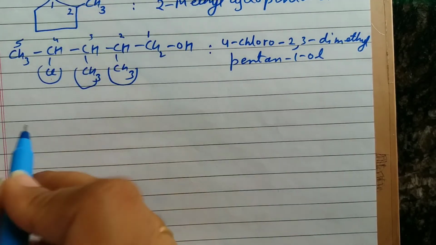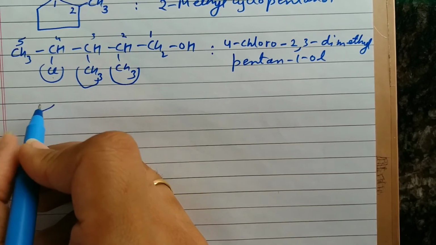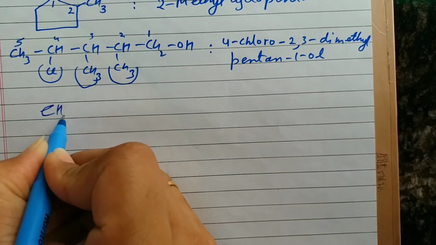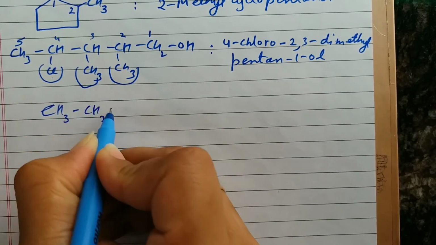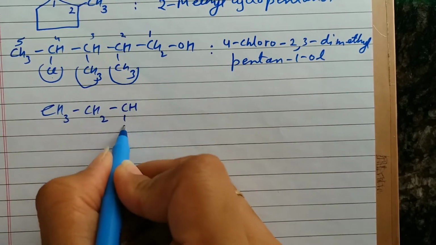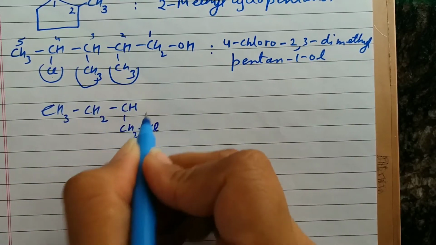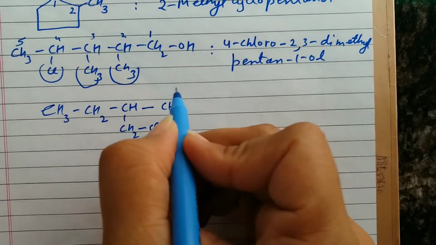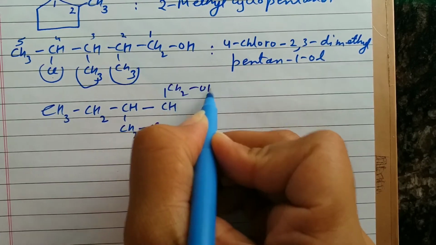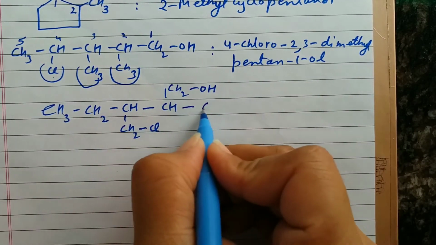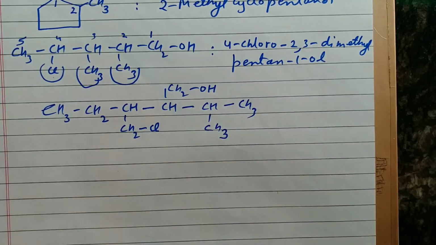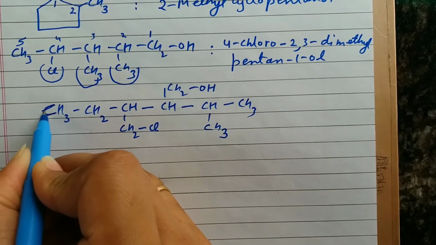Let's take one more example, which is CH3, CH2, CH, CH2Cl, another CH, CH2OH, CH, CH3, CH3. Now here you have to look for the longest carbon chain that must contain the functional group.